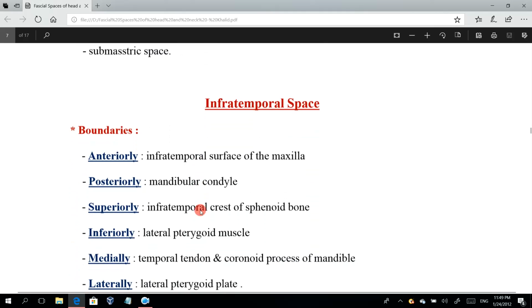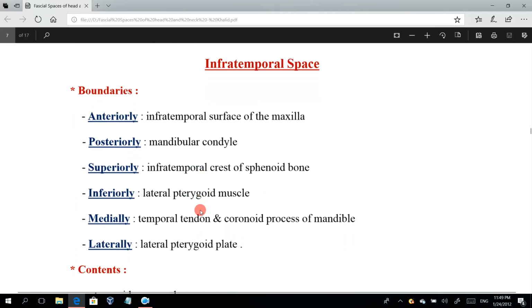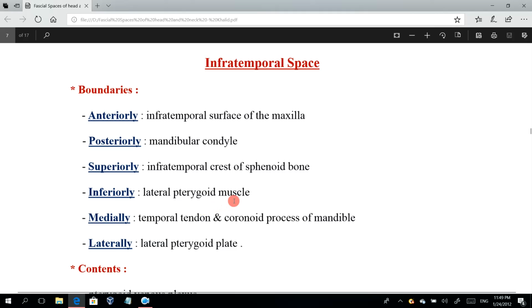Now, what about the infratemporal space? Infratemporal space, its boundaries are: anteriorly we have the infratemporal surface of the maxilla. Posteriorly we have the mandibular condyle. Superiorly, infratemporal crest of sphenoid bone. Inferiorly, we have lateral pterygoid muscle. Medially, we have the temporal tendon and coronoid process of mandible.